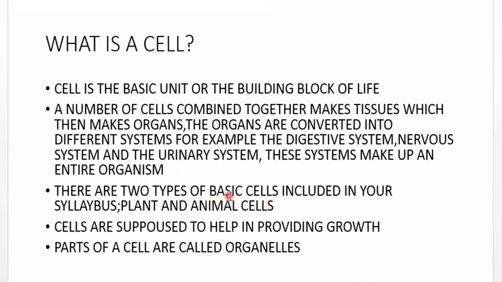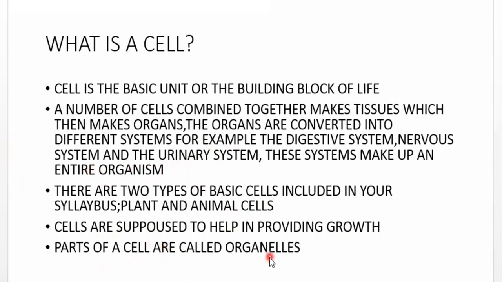There are two types of basic cells included in your syllabus, which you should be aware of, which are a plant cell and an animal cell. So let's keep it basic for today and discuss these two things. Cells are supposed to help in providing growth. So we know that cells help in providing growth. We just learned that when cells multiply, it converts into an organism.